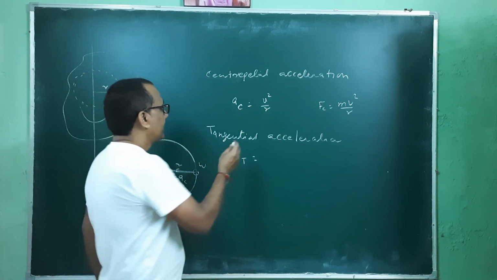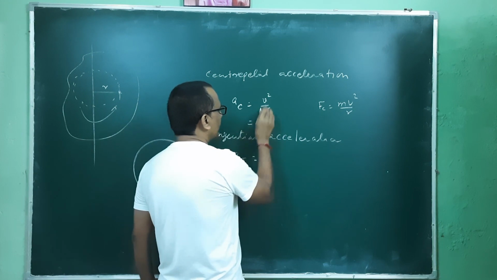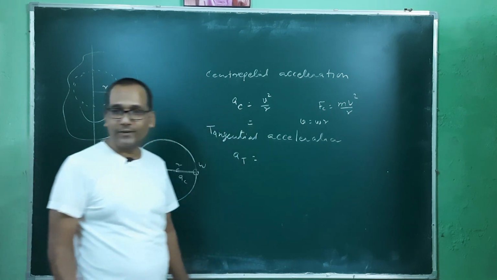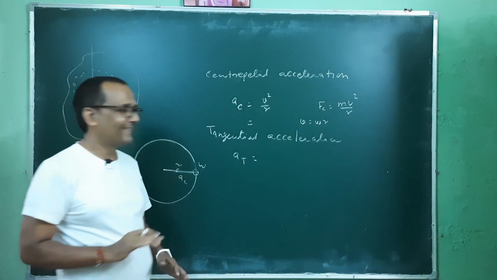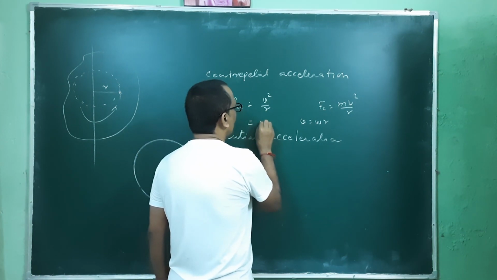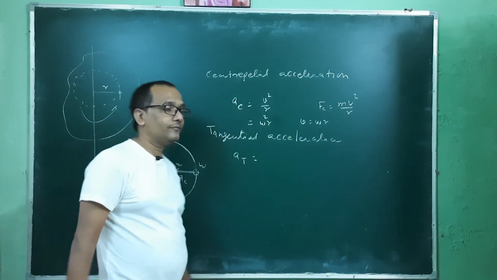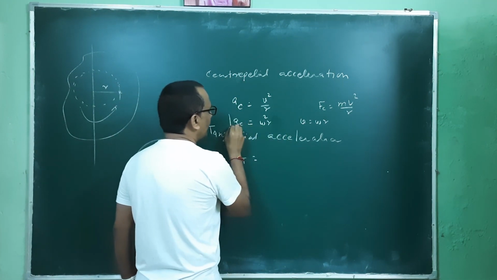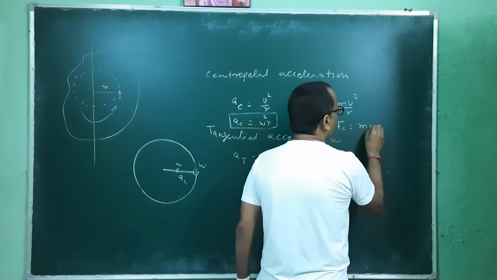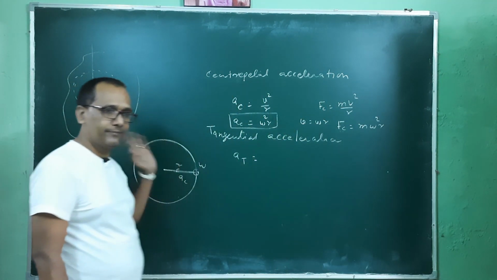Okay? And one can write this in terms of omega also. V is equivalent to omega r, or omega is equivalent to V by r. So V is omega r, and AC will be omega square r. So this AC is equivalent to omega square r. Our force Fc is equivalent to m omega square r. And the direction is toward the center.